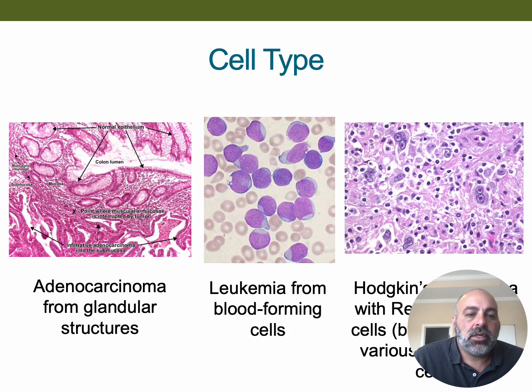All right, so adenocarcinoma. This is looking at the colon, and just those glands in there. Leukemia, this is an excessive amount of white blood cells. They're usually non-functional, okay. Hodgkin's lymphoma, these are Reed-Sternberg cells. See these double nuclei? That's unique to Hodgkin's lymphoma.